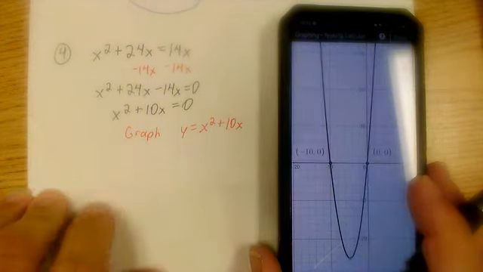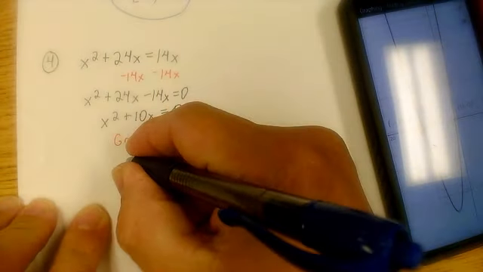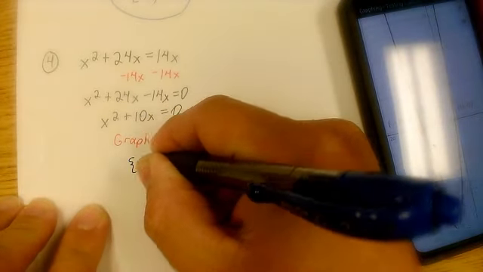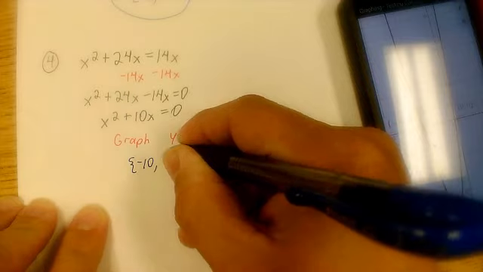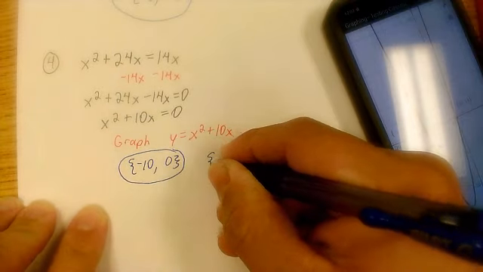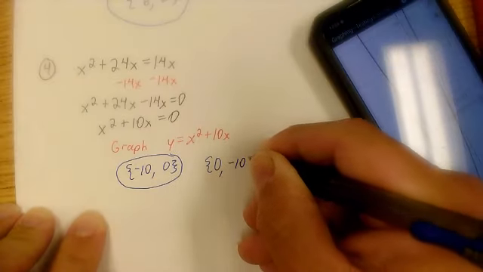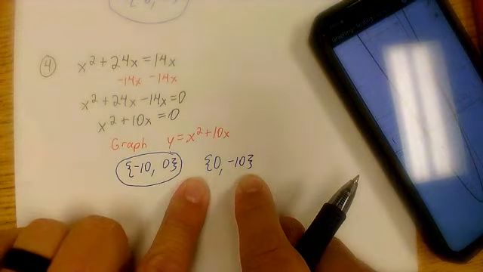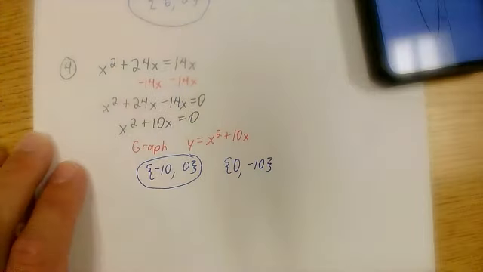Not terribly uncommon for that to happen. So x is either equal to -10 or it's equal to 0. You might also see it listed with the 0 first. It really doesn't matter when you're writing out a number set. Alright, and that completes this problem.